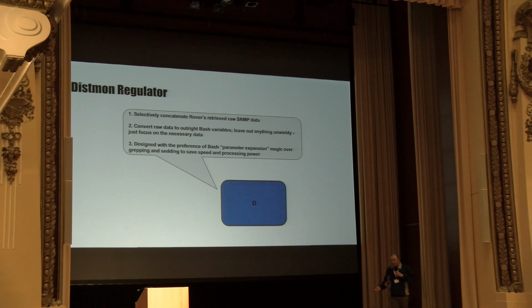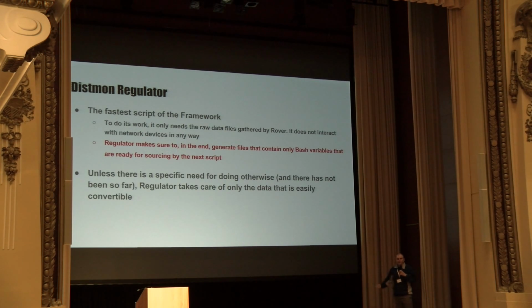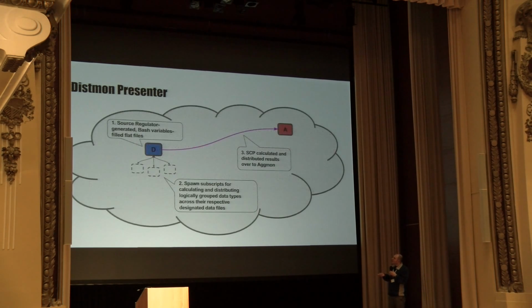And then having finished its job, the workload is transferred to the Dist1 regulator, which is by far the fastest of all those scripts, and it requires absolutely no network interaction. What it really does, it converts the raw SNMP data that has been extracted by the SNMP bulk walks of the previous script and transfers it into outright bash variables for the next script to source. So the sole purpose of this part of the system is to make bash variables, nothing more. That's why it's so fast.